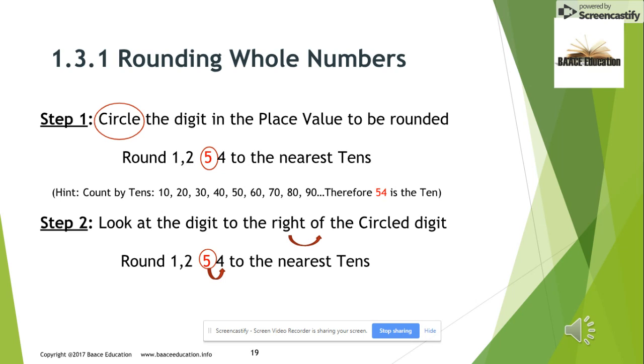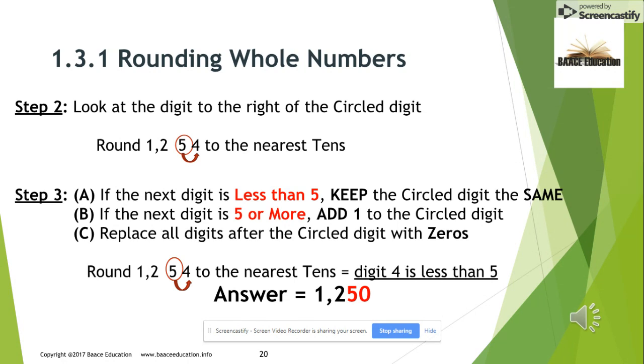Example, 1,254, we want to round it to the nearest 10, and the tens place is the 5, which becomes 50. The number next to it is the 4. So since the 4 is less than 5, the 5 stays the same. In addition, if the number next to the place value is 5 or more, we're going to add 1 to the place value. But since in 1,254 the digit 4 is less than 5, the number stays the same.